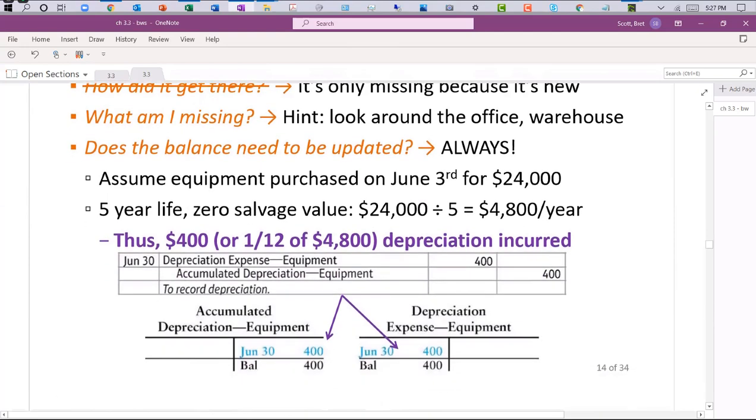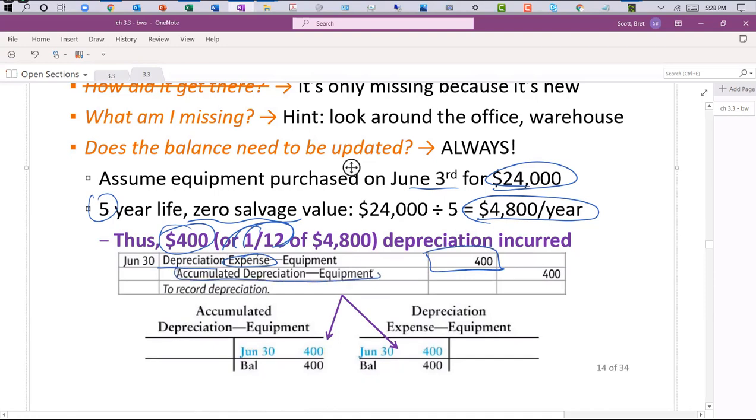So down below, assume the equipment was purchased on June 3rd for $24,000. It has a 5-year life, no salvage value, meaning we'll just dump it when we're done with it. So approximately $4,800 a year of wear and tear is going to happen to the equipment. Given that's the case, what's 1 month or 1/12th's worth of depreciation? Well, that would be $400. So in the month of June, we've used the equipment. Let's record depreciation expense for $400, representing 1 month's worth of wear and tear. And let's record the accumulated depreciation account, $400.